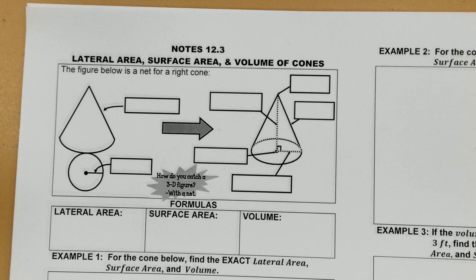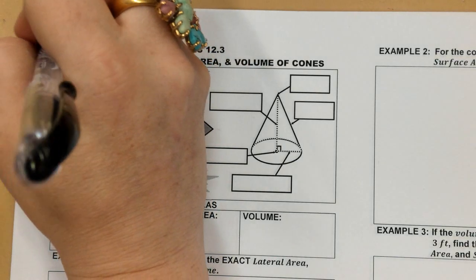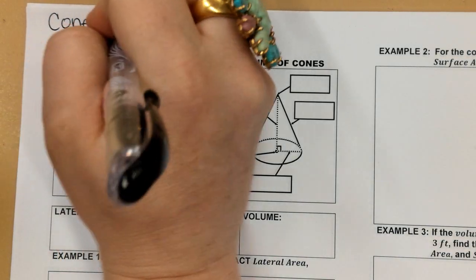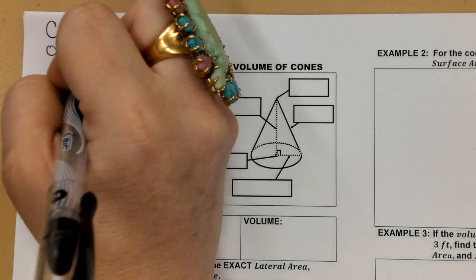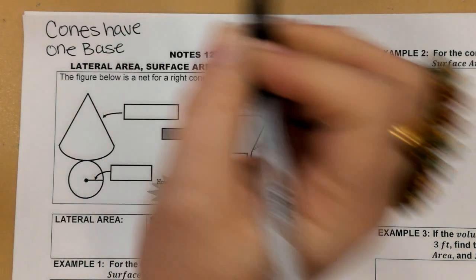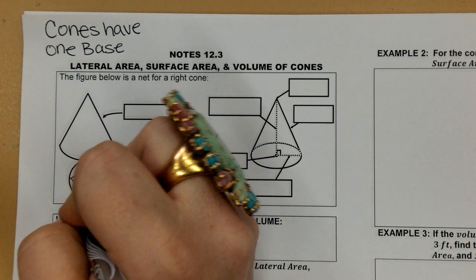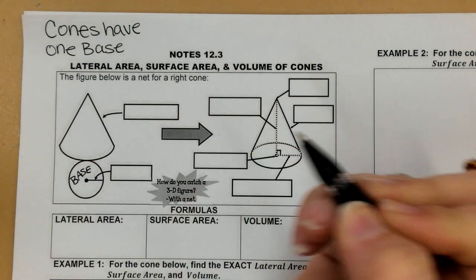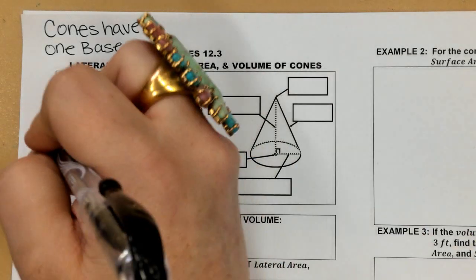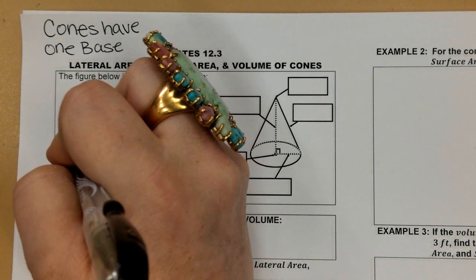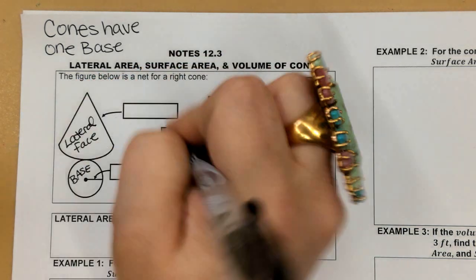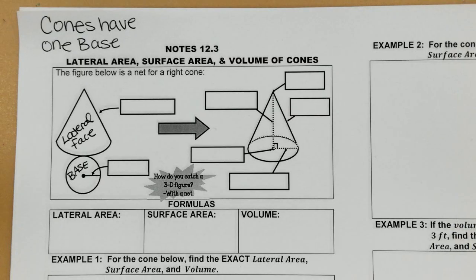So we are doing cones today. Cones are very similar to cylinders. Cones, the difference, have only one base. Now that base is still a circle, and this is the lateral part that we're going to solve for the lateral area.